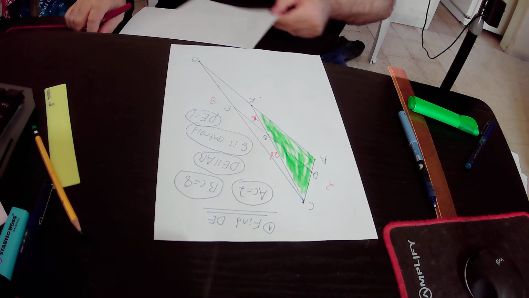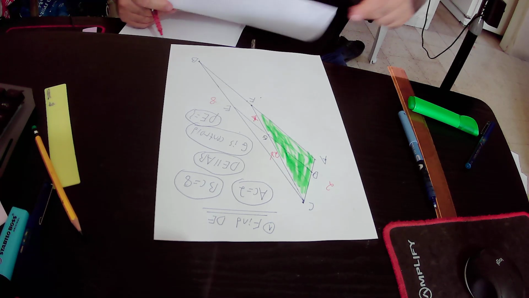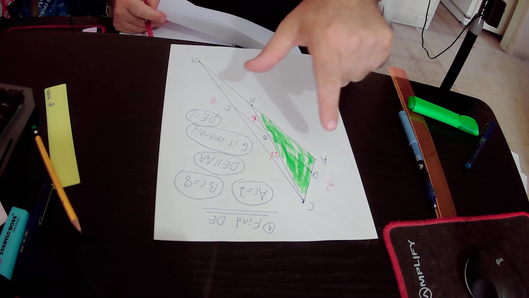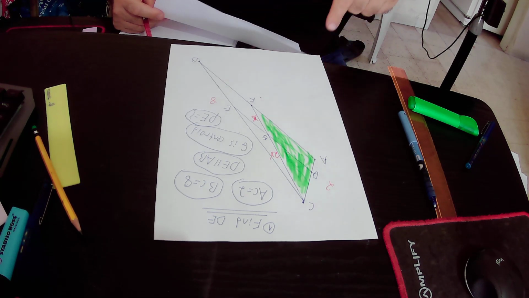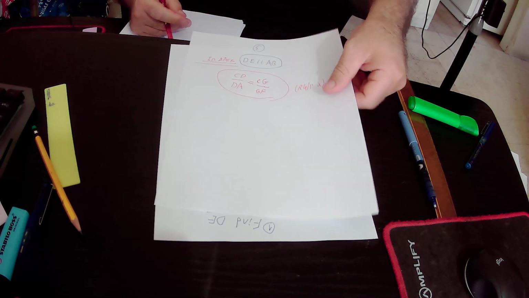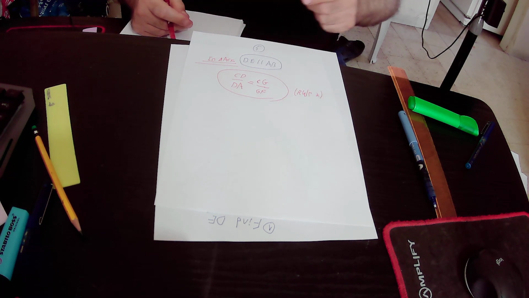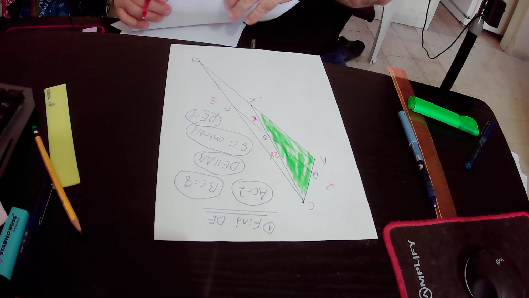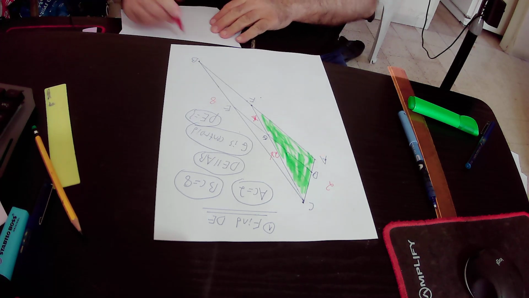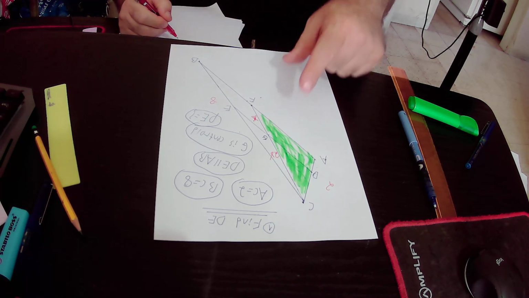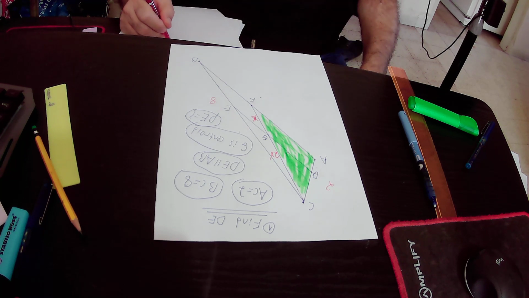In triangle ACF, we know that DE is parallel to AB. Therefore, according to rule number 2, CD over DA equals CG over GF. And we know that CG equals 2x and GF equals x.